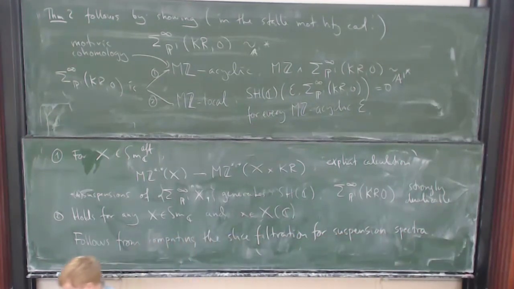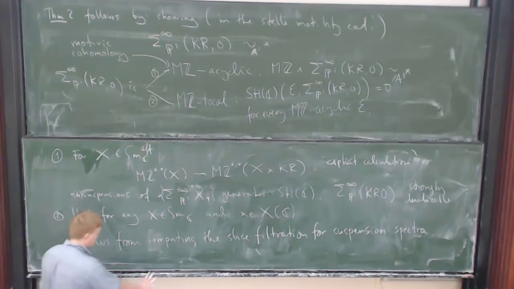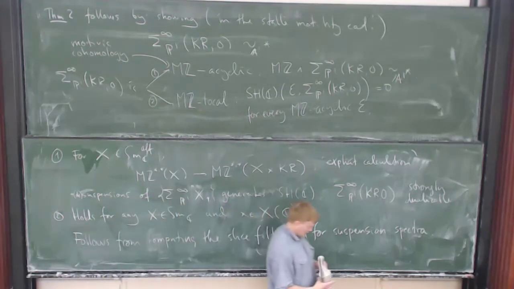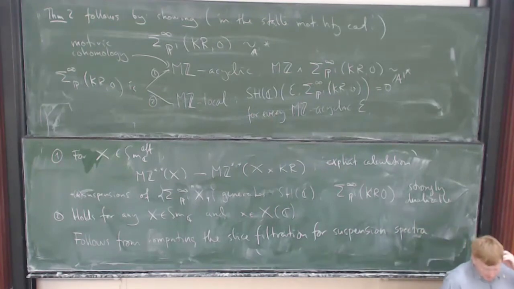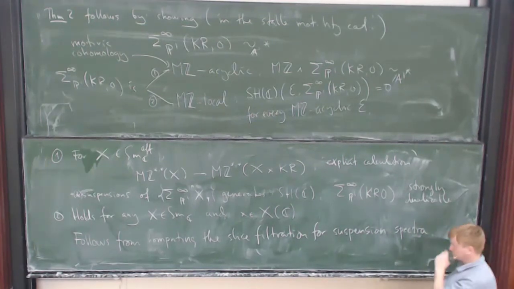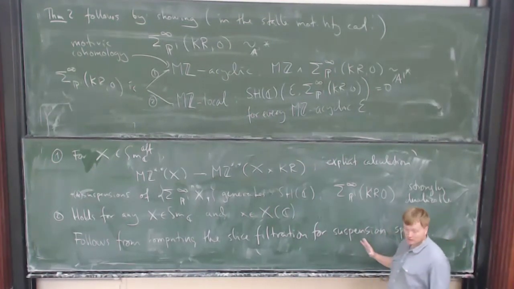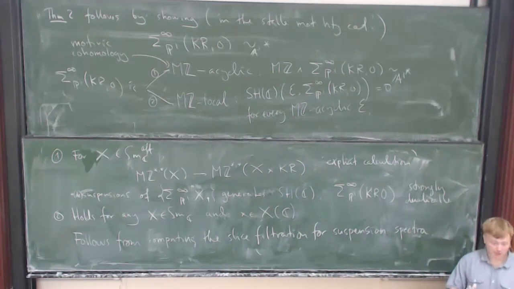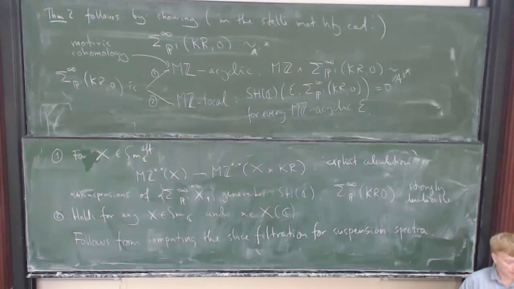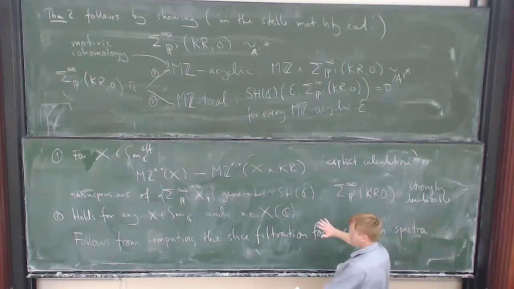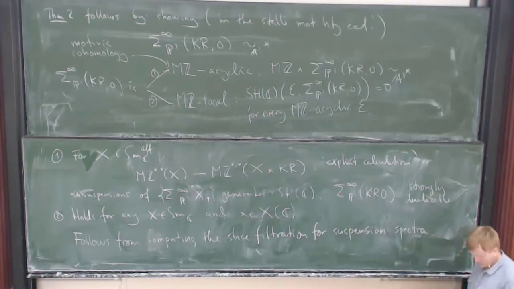And what it really comes down to in the end is that all the slices of suspension spectra are MC local. But that follows because all the slices are modules over the zero slice of the sphere spectrum, which we know are MC. I mean, the zero slice of the sphere spectrum is motivic homology. So that's another basic fact that goes into the proof of 2.